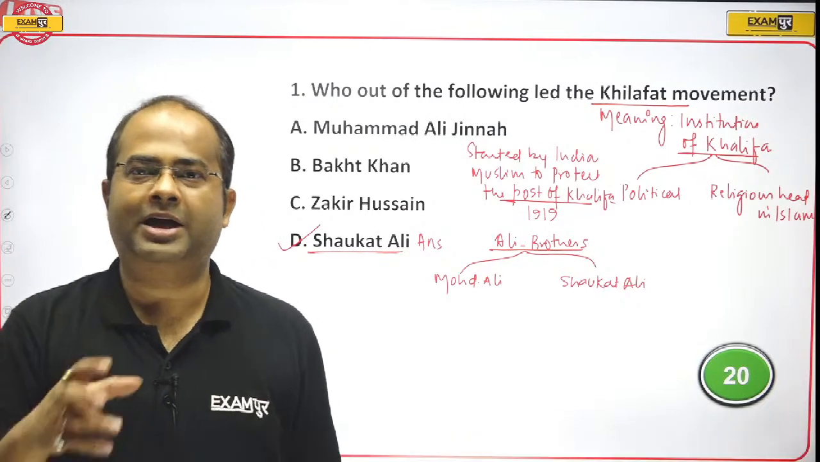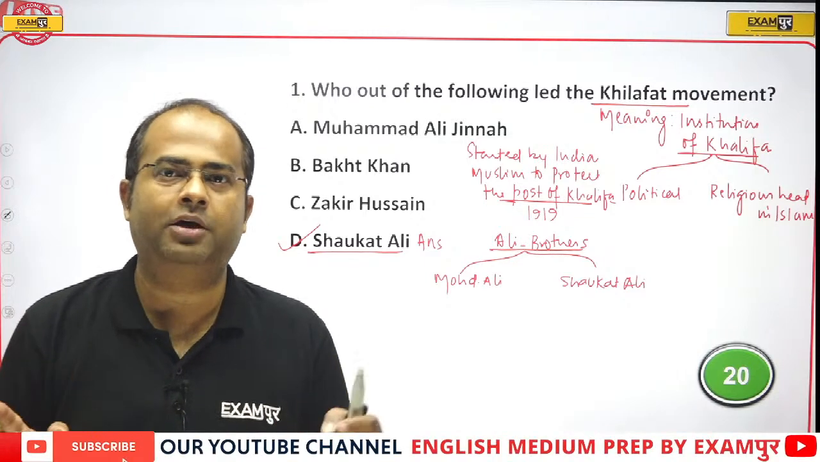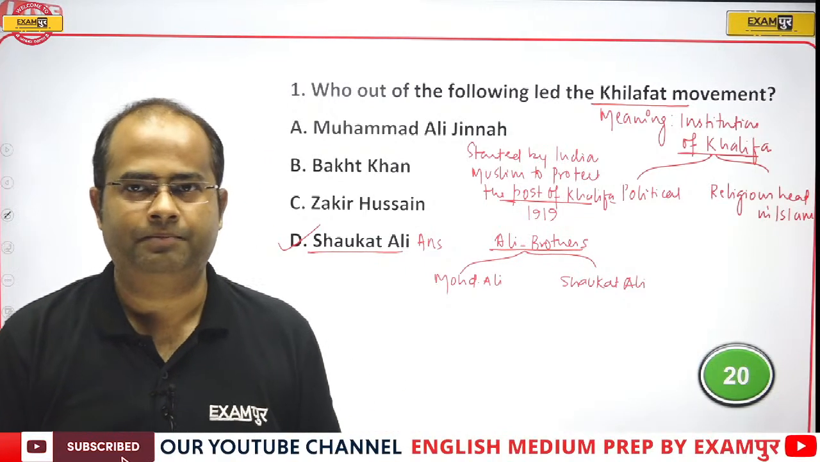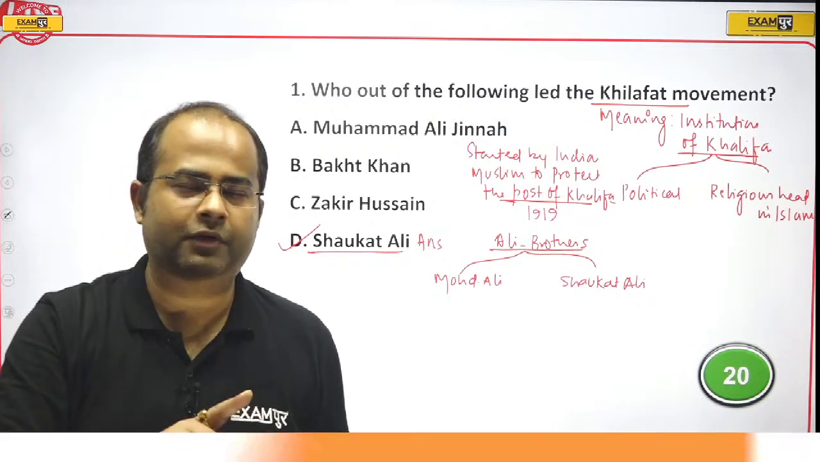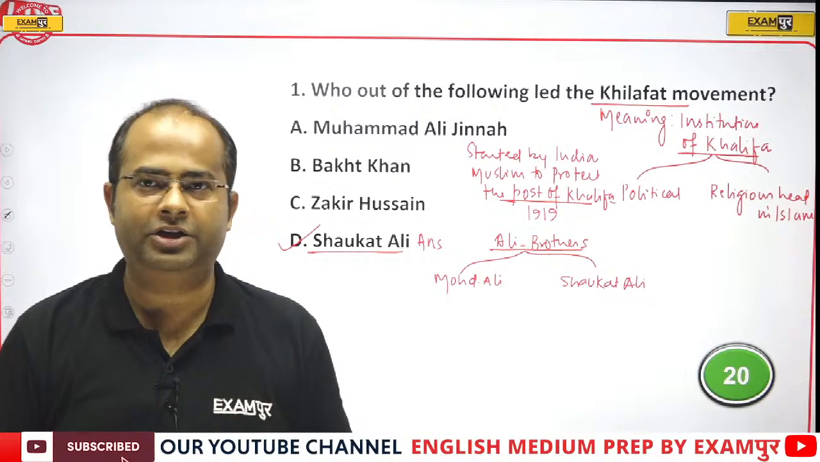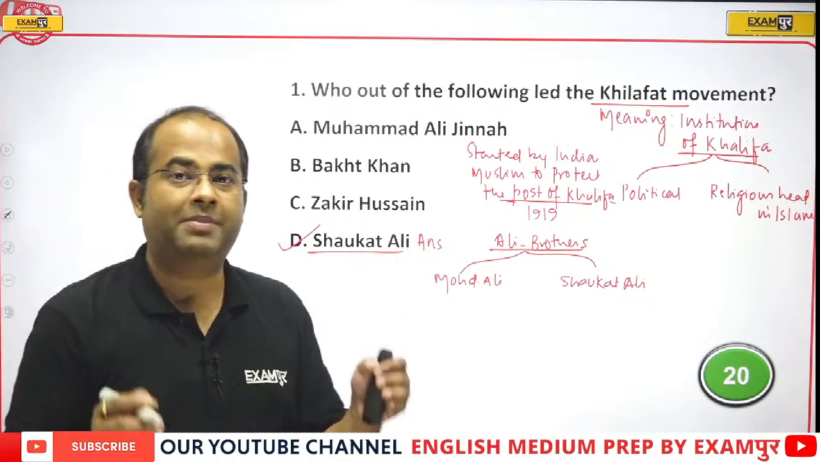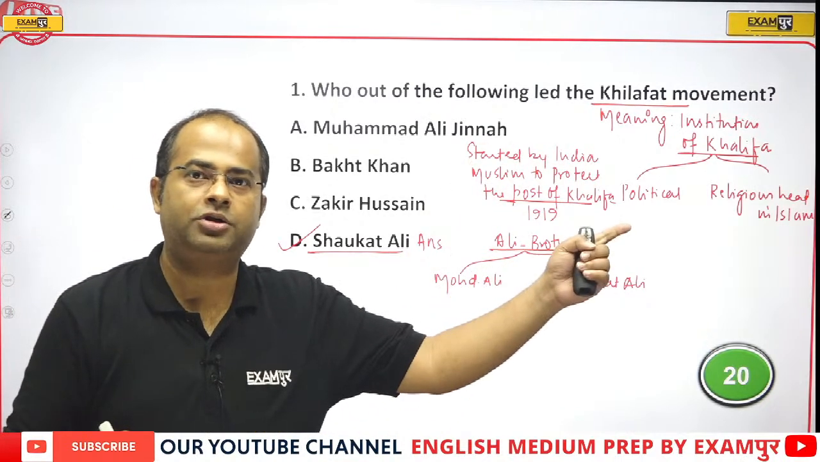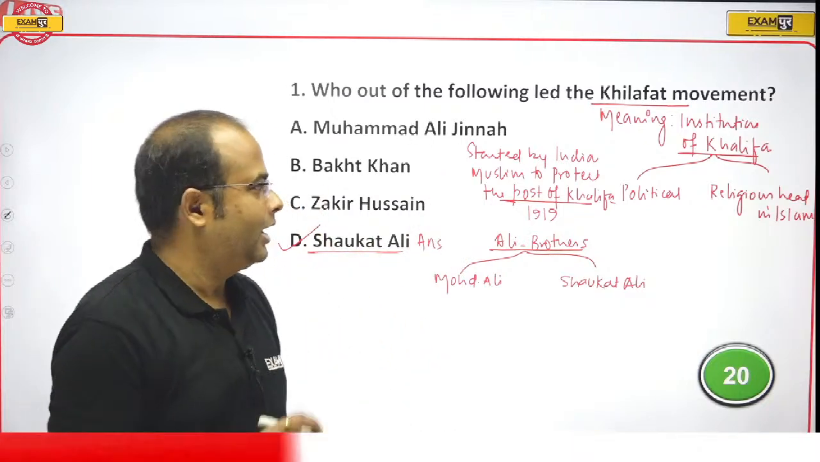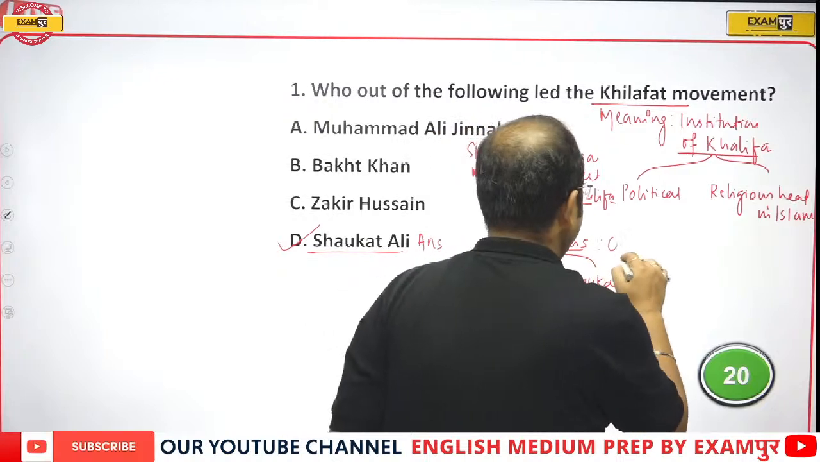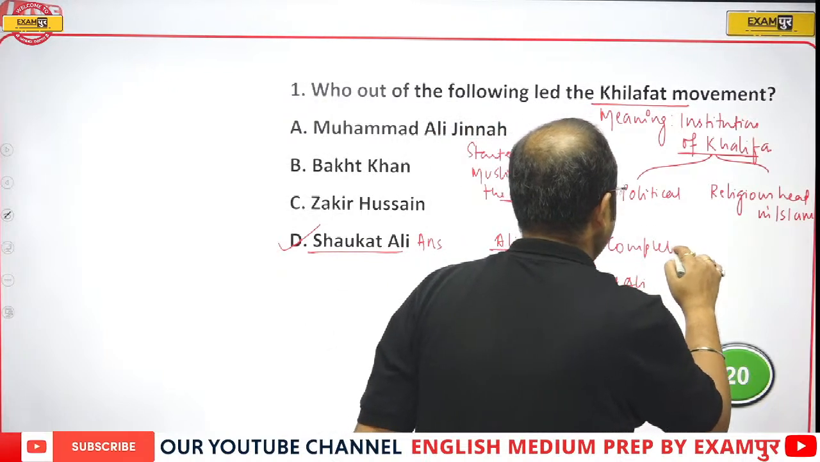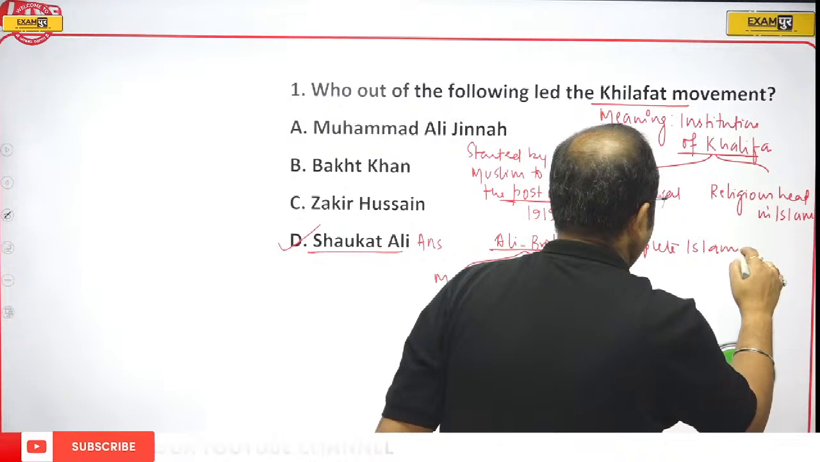Then they finally started the Khilafat movement just to save the position of Caliph of Turkey. Because the Indian Muslims used to consider the Caliph of Turkey as their political and religious head. So that was started by Indian Muslims to save the position of Caliph of Turkey. And guys, this was called a Complete Islamic Movement.